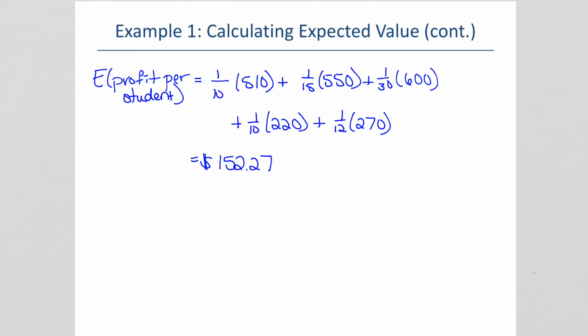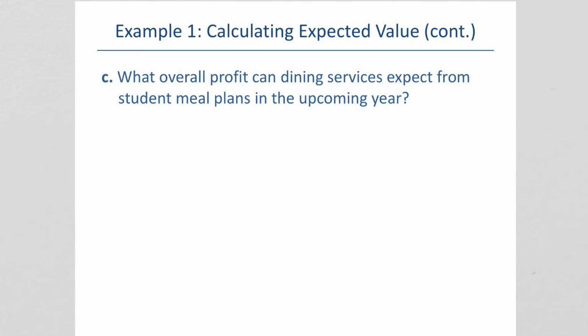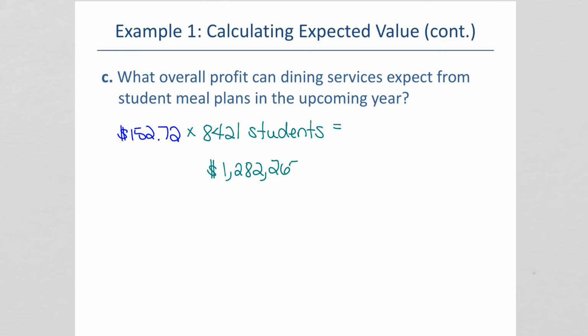C says, what overall profit can dining services expect from the student meal plans in the upcoming years? Well, if we take our $152.27 and multiply that by the 8,421 students, then the meal plans will make this university $1,282,265.67.